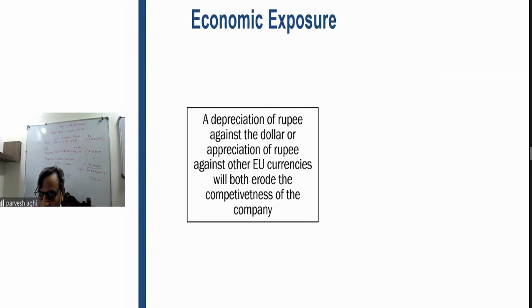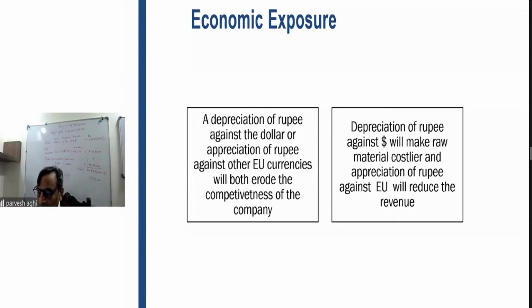Okay, a depreciation of the rupee means an appreciation of the dollar. So your raw material is in dollars, and if the dollar appreciates, your raw material cost will go up. But it will be the other way around for revenue. If your money is coming from the European Union in terms of euros, then if the rupee appreciates or the euro depreciates, it is going to reduce your revenue. Okay, so depreciation of the rupee against the dollar will make raw material costlier, and appreciation of the rupee against the euro will reduce the revenue. Okay, so this is the impact which it causes.